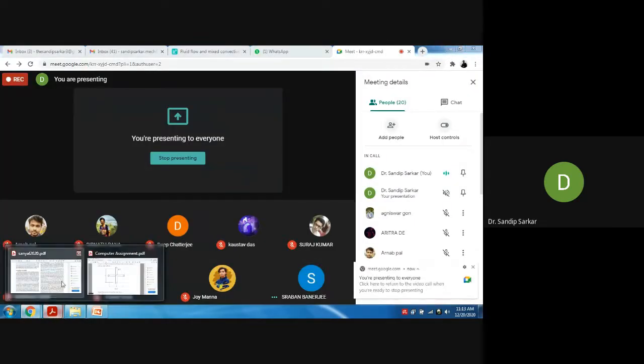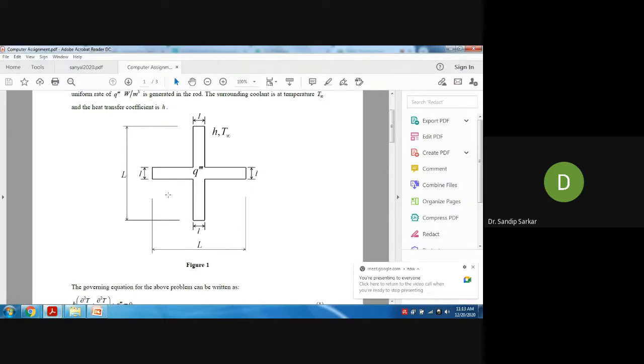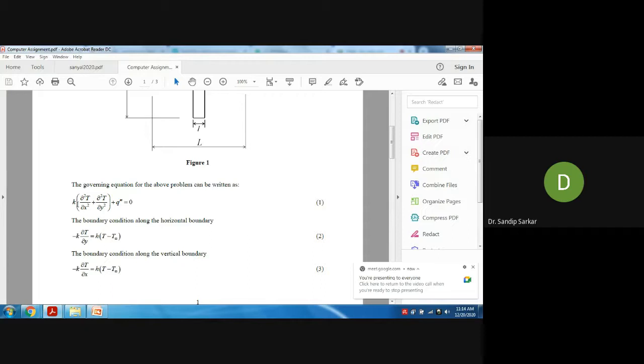Two-dimensional problem. Steady. This is a steady two-dimensional problem with an internal heat generation. So if you want to write the corresponding partial differential equation for this problem, it will be k (del 2 T by del x2 plus del 2 T by del y2) plus q triple prime equal to 0, right? This is a partial differential equation.